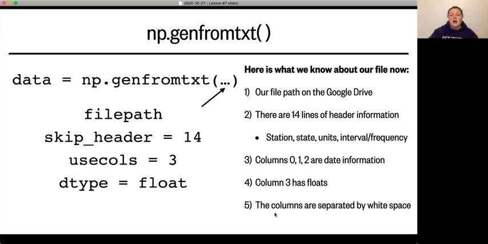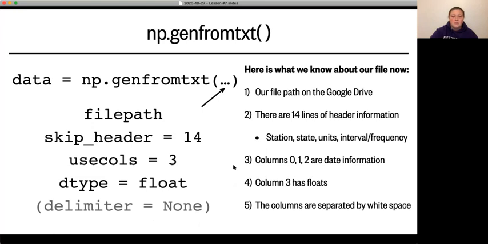The final thing we know is that the columns are separated by white space, which means that there's not a delimiter. If there was a delimiter, we would want to put that in as an argument as well. So this is for just the data from column 3 with the floats.